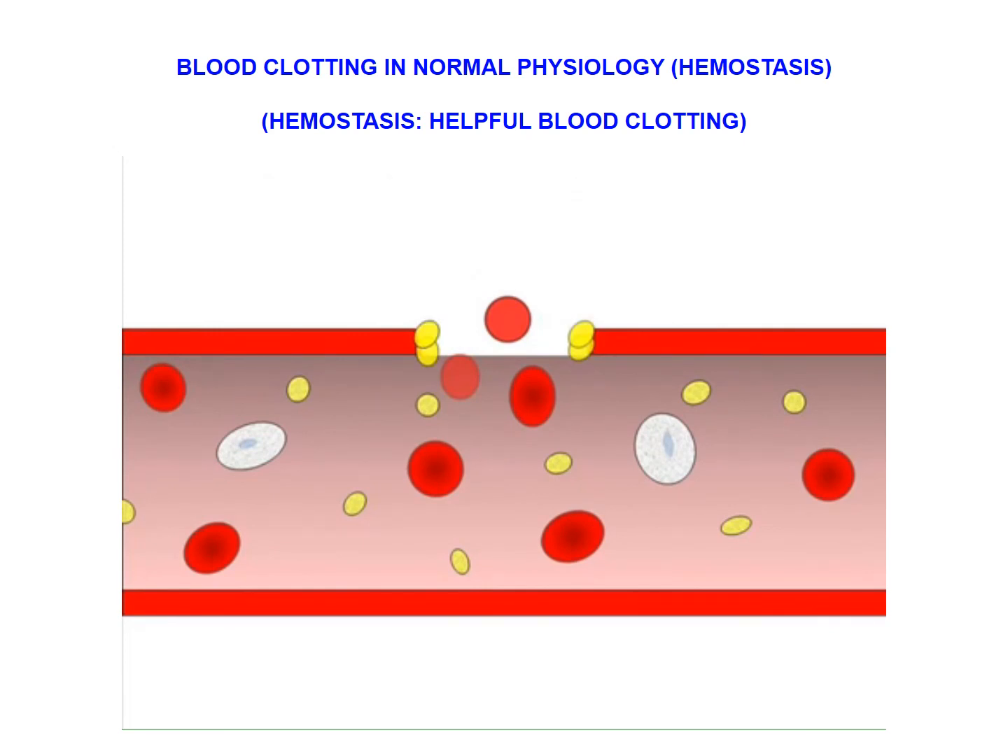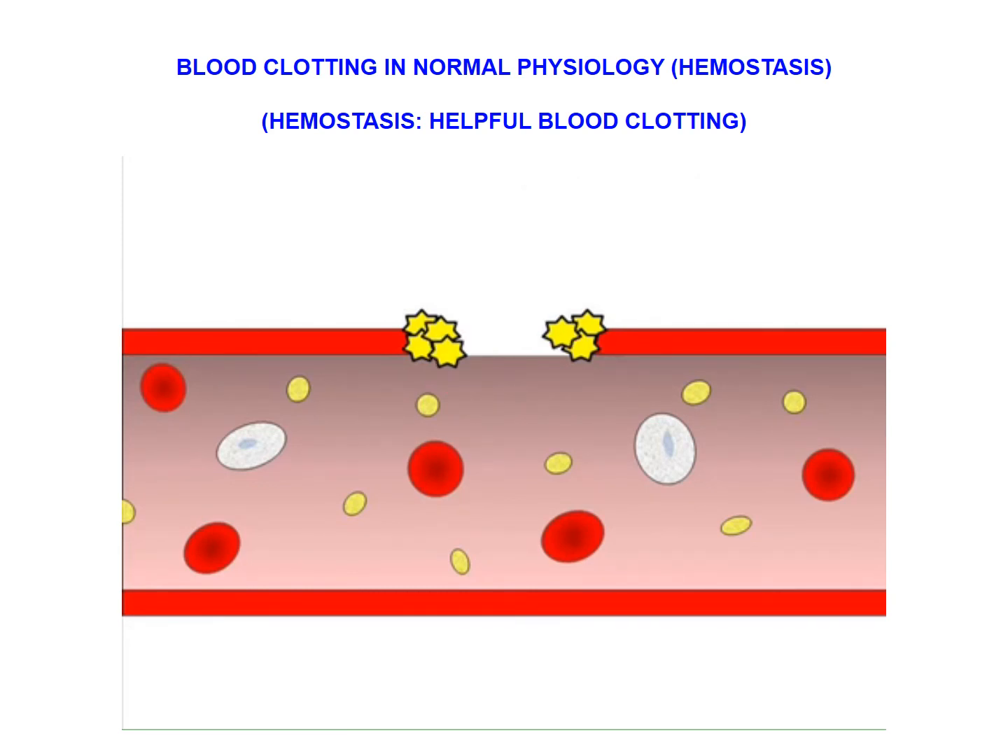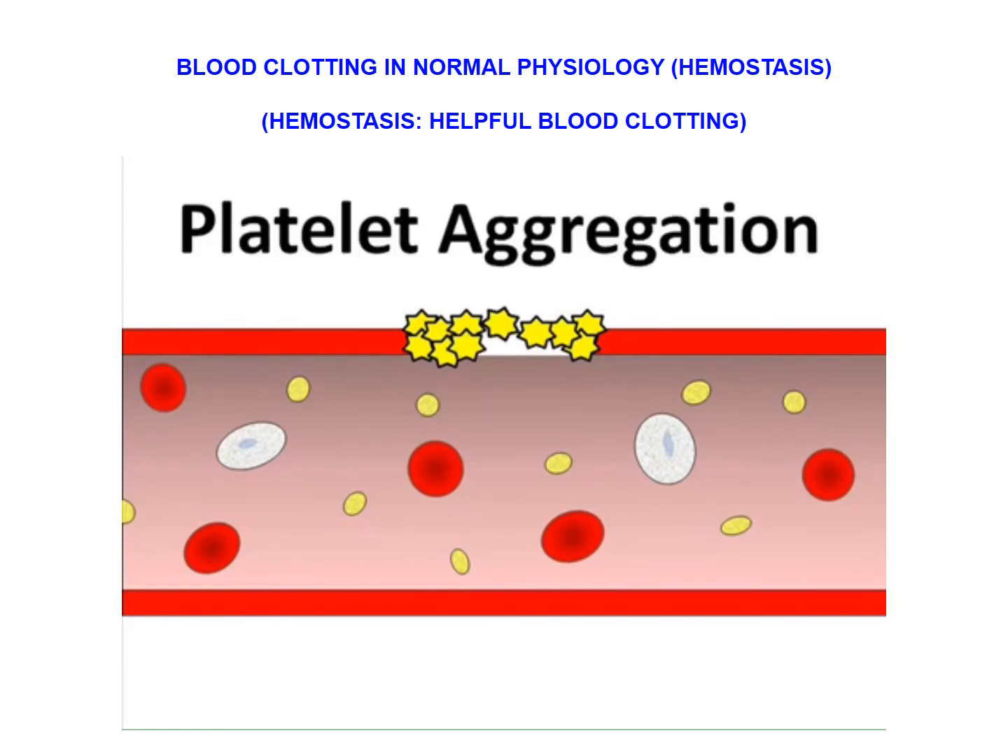The adhering platelets change shape and release chemicals which keep the vessel constricted and draw more platelets into the damaged area. These platelets are said to be activated. Additional platelets arrive and begin to stick to one another so that a loose plug is formed. This is called platelet aggregation.